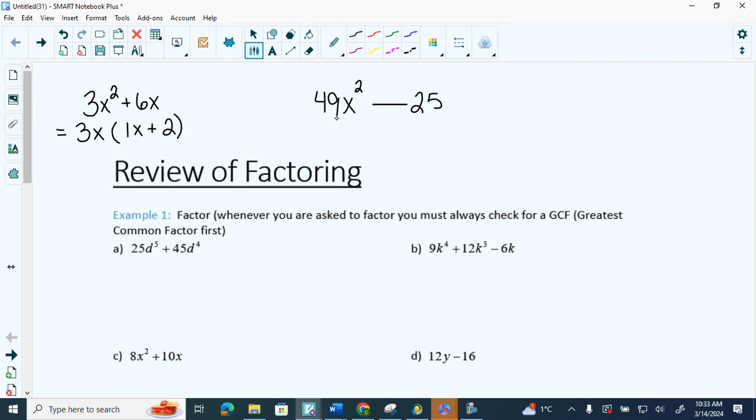So, how do we do these? Remember, we would take the square root of this one. What's the square root of 49? What's the square root of x squared? X. And then what's the square root of 25? 5.